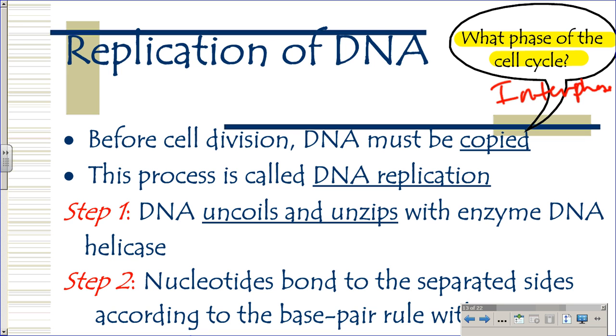We have to make sure it goes through G1, where it grows, then S, which meant synthesis. DNA synthesis is DNA replication, same thing. Then G2, the second growth phase. Then it goes through mitosis, then cytokinesis. Okay, so that's one thing to remember.